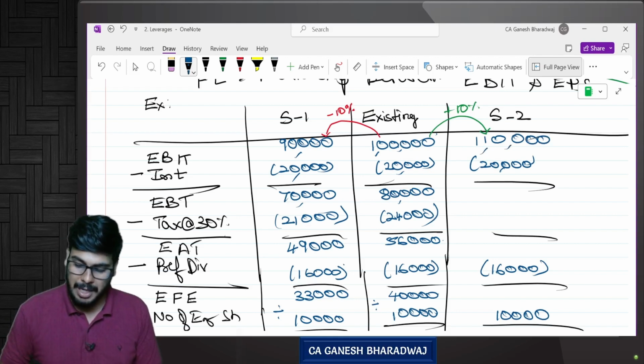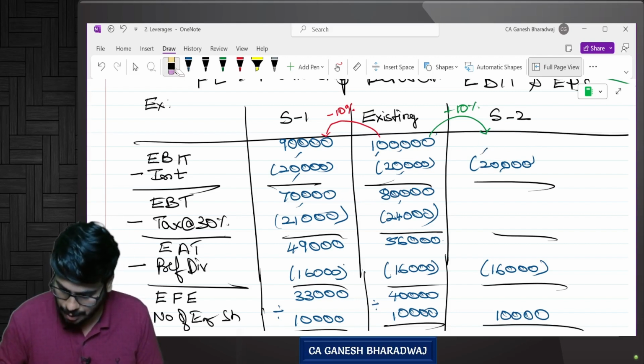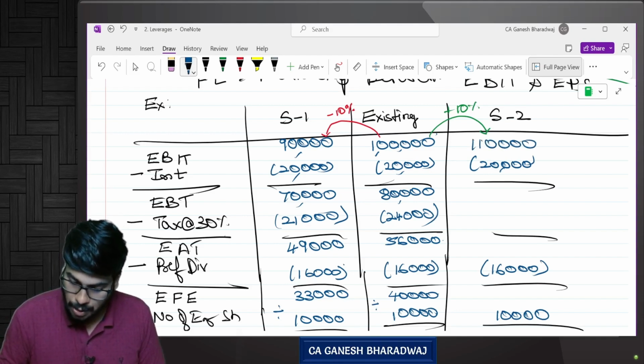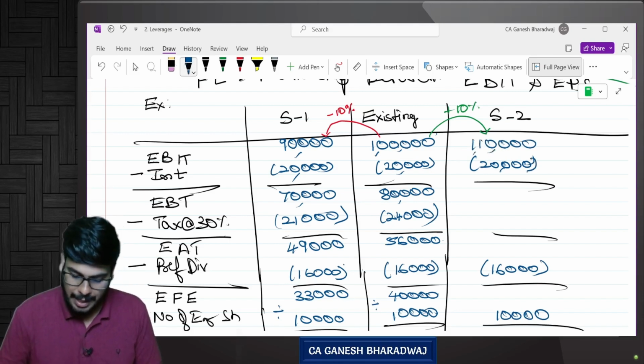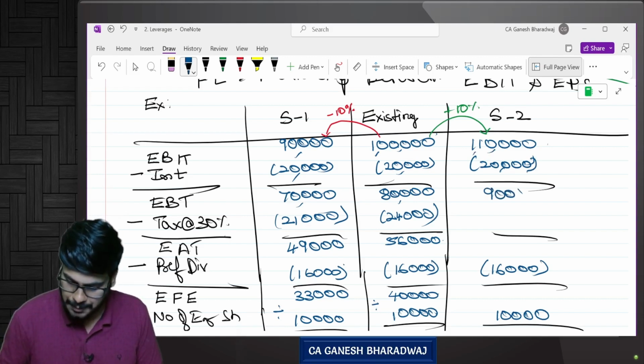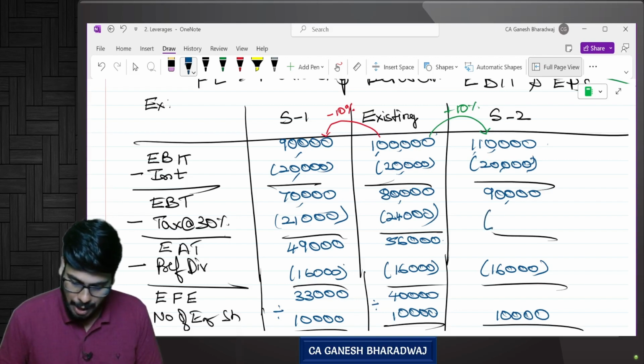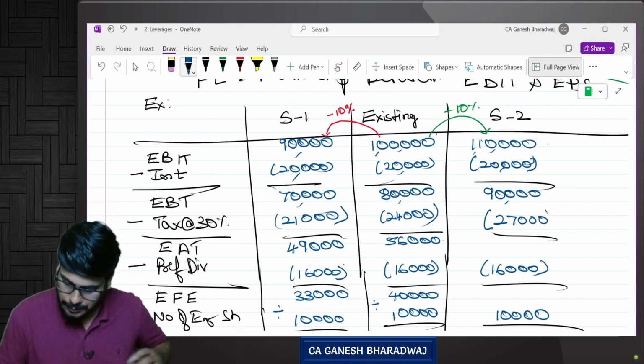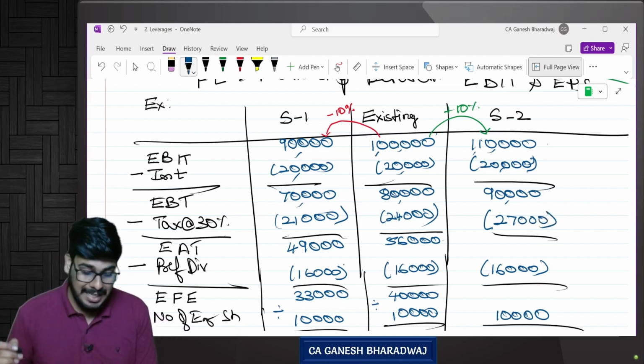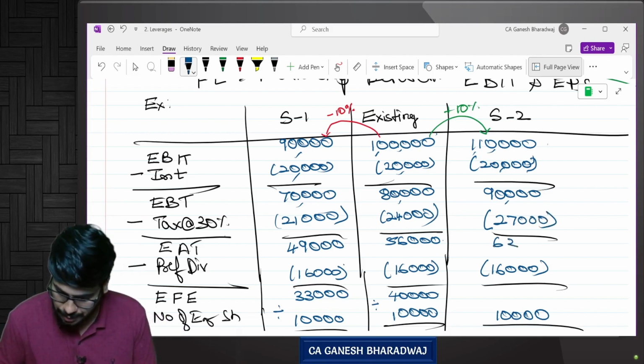So now what's going to be my EBT? 1 lakh 10 thousand minus 20,000, that's going to be 90,000, right? Minus tax, 30 percent on this, it's going to be 27,000, correct? So now what is going to be your earnings after tax? That's going to be 63,000.